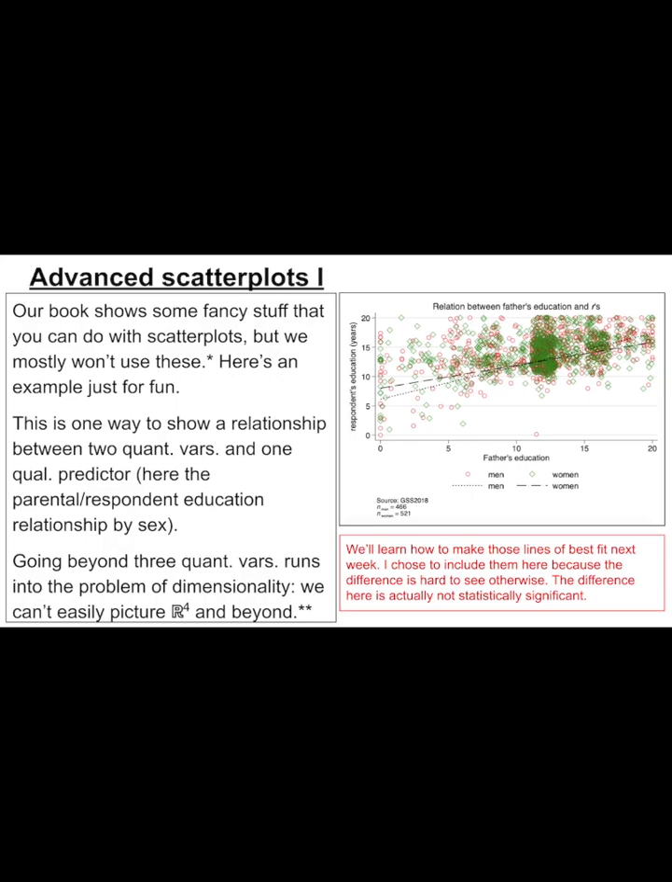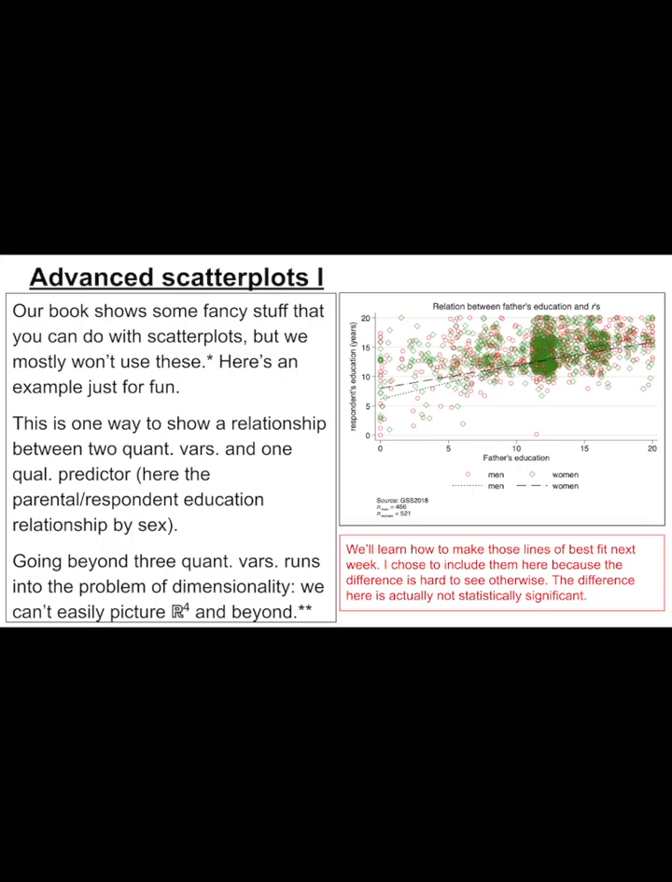You'll note that there's a couple of things here. One, we haven't learned how to make lines of best fit yet. We will learn that soon enough, but I don't want you to worry about that too much for now. That comes from a technique called regression analysis that we'll learn soon enough after we learn correlation. You'll notice here that the lines look relatively similar. They're actually not statistically significantly different, but they do look a little bit different.